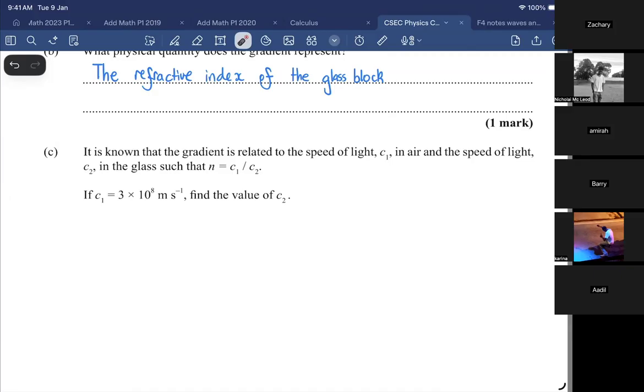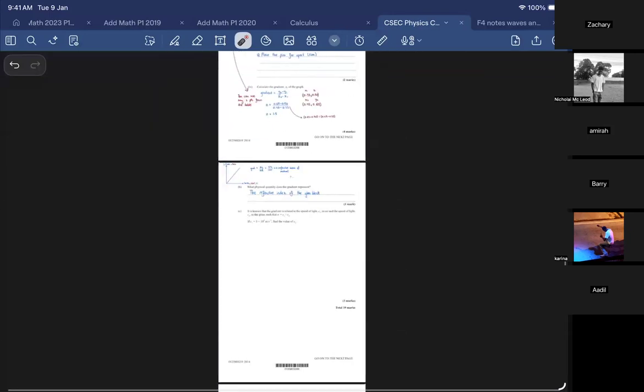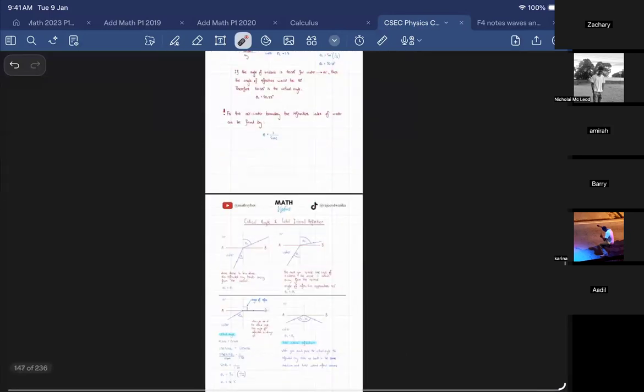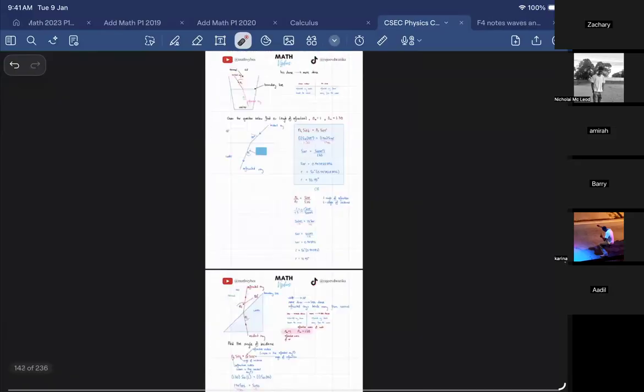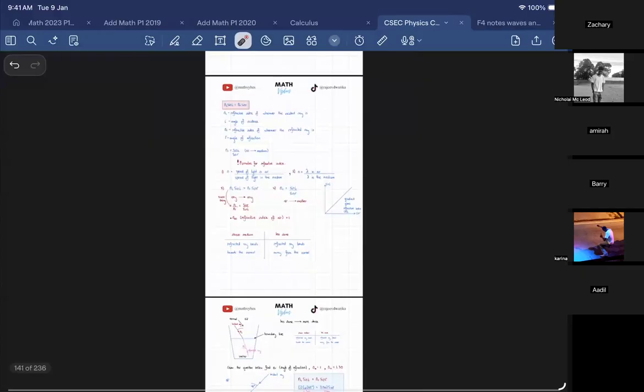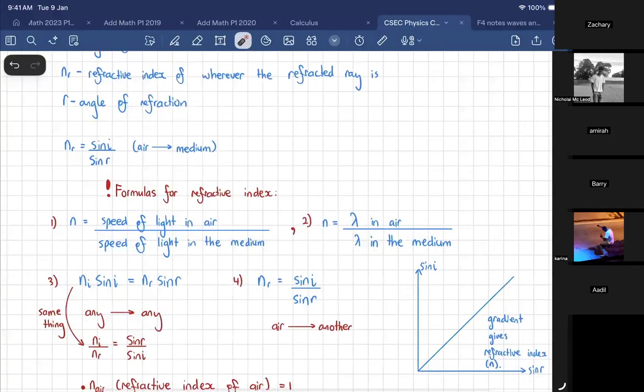Now, guys, just to make sure that we're all on the same page, they're telling us it is known that the gradient is related to the speed of light c1 in air and the speed of light c2 in the glass, such that the refractive index is equal to c1 over c2. And before you say you never saw that in your life, I'm going to show you that we did cover that. We did. I promise we did. Let me look for the formula real quick. Watch this.